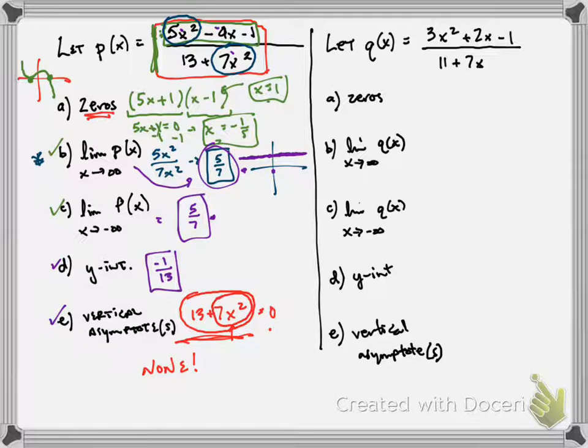To close, let's look at q of x. So q of x is also a rational function. In this case, 3x squared plus 2x minus 1 over 11 plus 7x. I want to find the zeros. Again, I'll set the numerator equal to 0 if I'm trying to find the zeros of a rational function. So I'm going to factor 3x squared plus 2x minus 1.